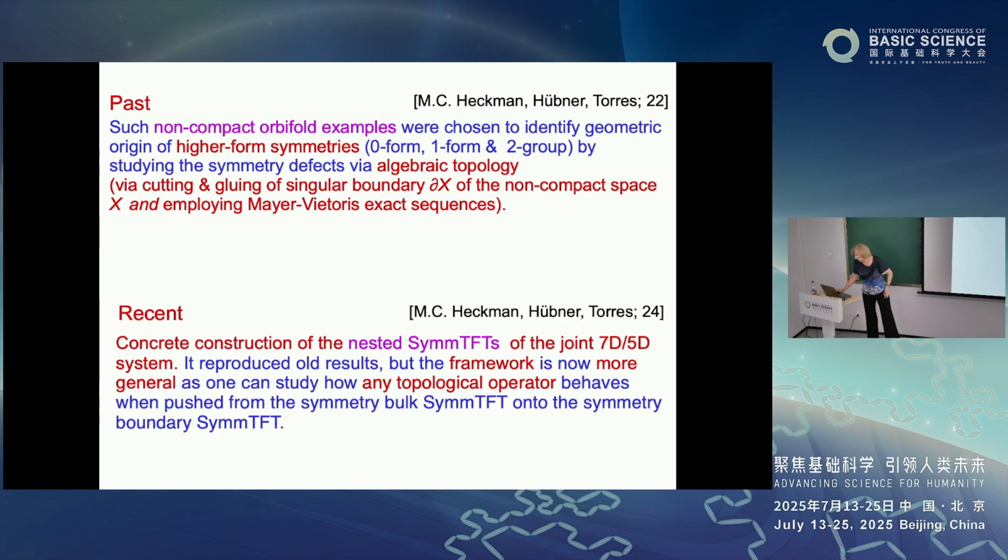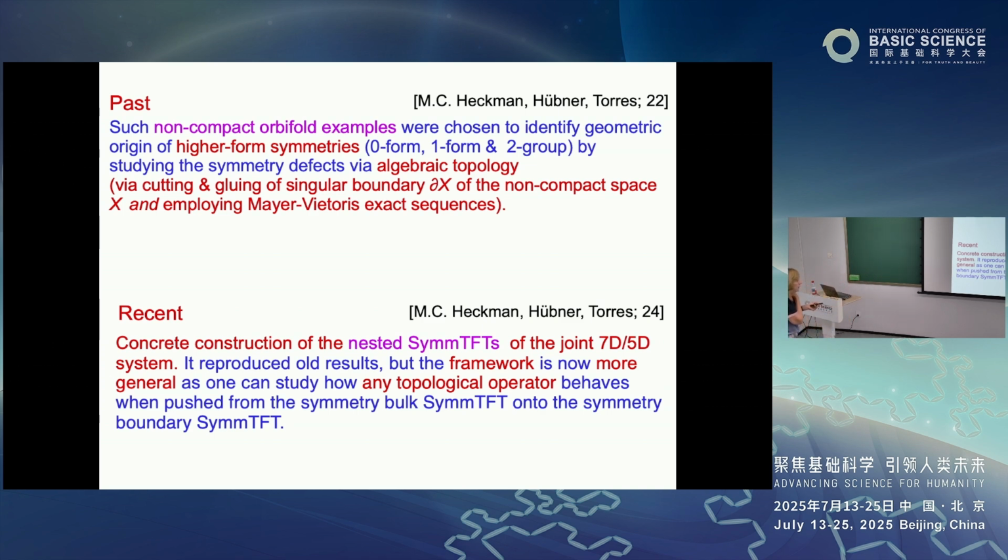Last year, what we did is we advanced that to construct the structure of a nested SymTFT in the system itself, augmenting it by this additional direction, and so viewing that as a joint 7D, 5D quantum field theory system, we constructed this nested SymTFT, and of course reproduced the results directly by looking at the defect groups. But we see more structure. We have also more detailed information about the structure now.